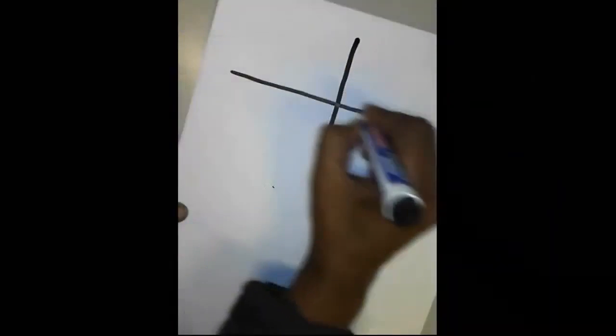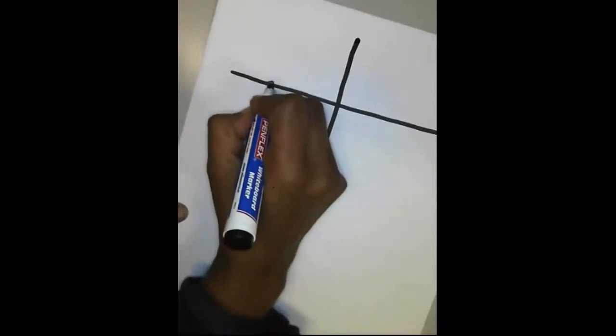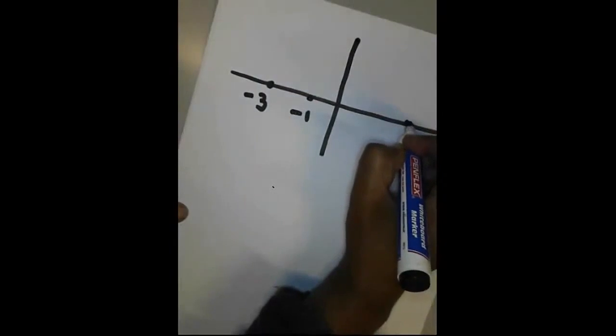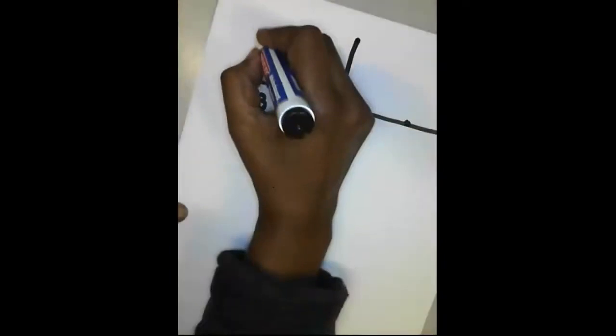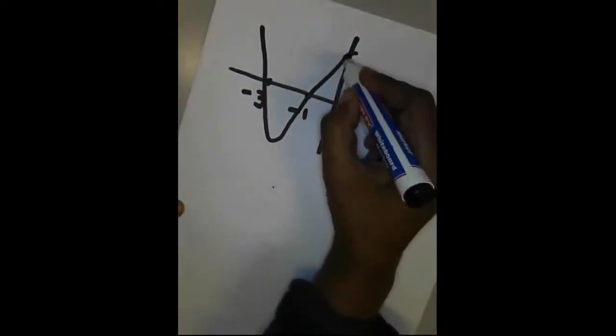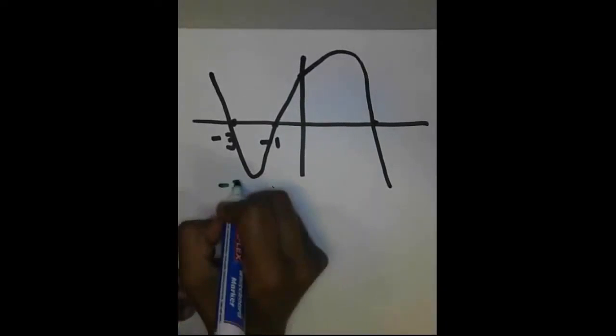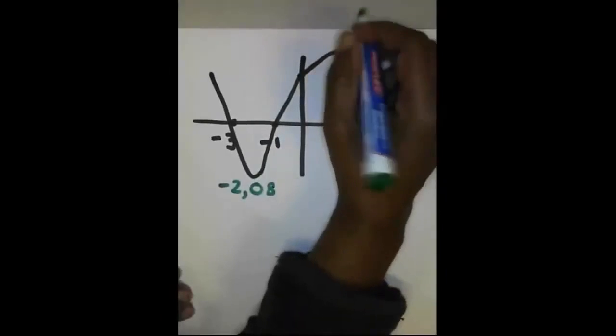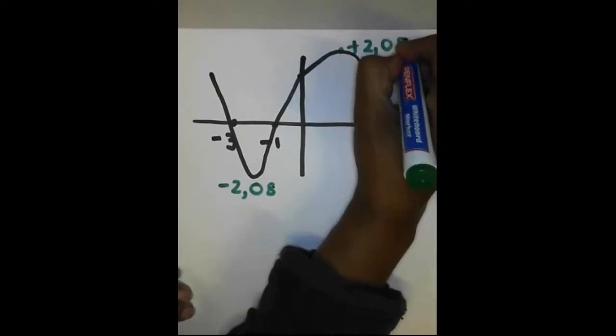So let me draw the graph for you again. So what did I get? I got minus 3 on this side, I got minus 1 on this side, and I got 4 on this side. So the graph did this. Smiles, goes through 12, and takes a turn up somewhere, and it goes through 4. Now the turns that I got, I think this one is minus 2,08, and the turn on top here is positive 2,08.